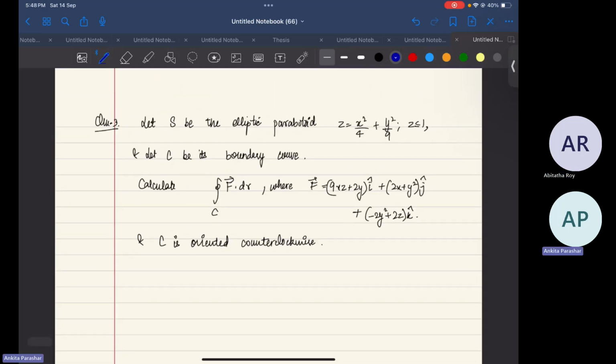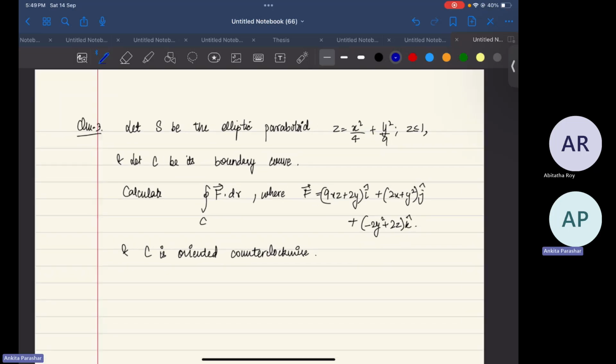Okay, here is another question. Suppose we have an elliptic paraboloid. You understand elliptic paraboloid? So we have this figure, this surface, and again we don't need to parameterize. It's a graph of a function. We have x, y, and then z is given in terms of x and y. And C is its boundary curve.